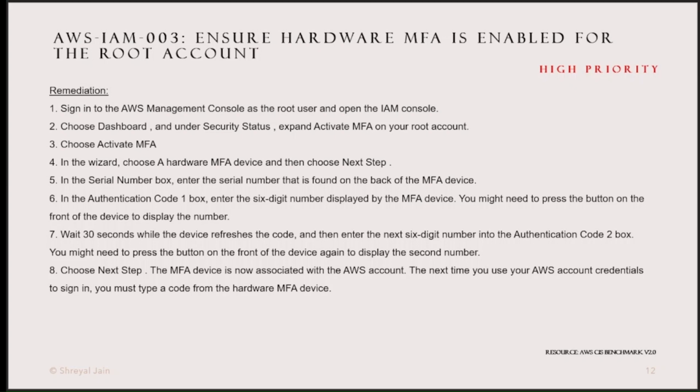And in the serial number box, enter the serial number that is found on the back of the MFA device, and in the authentication code one box, enter the 6-digit number displayed by the MFA device. After 30 seconds you need to put the second authentication code for verification. Choose next step, and then the MFA device will be associated with your account.